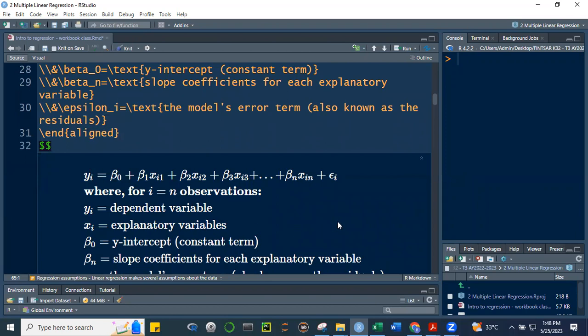Y sub i is equal to beta naught plus beta 1 x1 plus beta 2 x2, etc. Okay, the question is, what method is used in order to compute for the parameters? We said that it's OLS, ordinary, di ba?